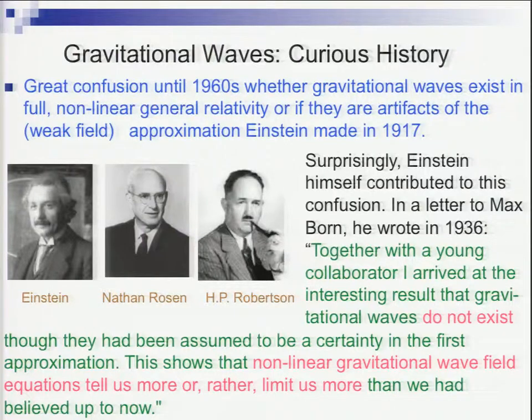And surprisingly, Einstein himself contributed to this confusion. In a letter written to Max Born in 1936, one of the founders of quantum mechanics, he wrote, "Together with a young collaborator, Nathan Rosen, I arrived at the interesting result that gravitational waves do not exist, although they had been assumed to be a certainty in the first approximation. This shows that nonlinear gravitational wave field equations tell us more, or rather limit us more, than we had believed before." In the weak field approximation, linear gravitational waves exist, but in the nonlinear full general relativity, they do not exist.